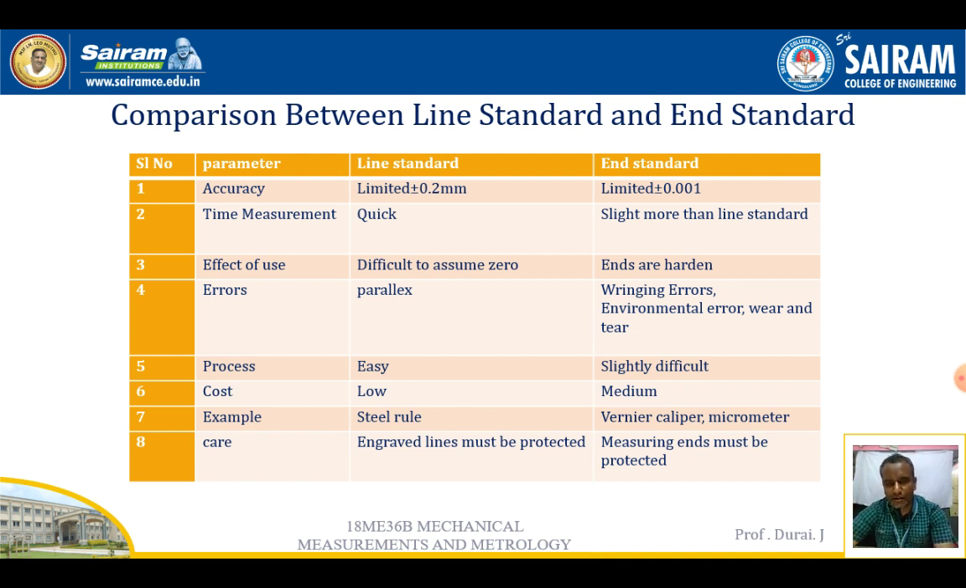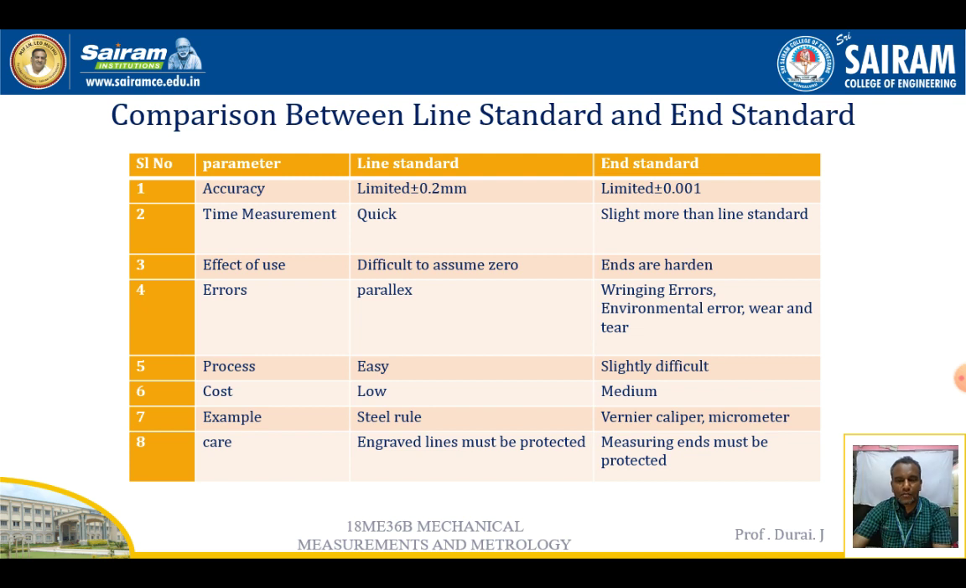And line standard cost is low, and end standard cost is medium. An example for line standard is the steel rule, which people already know, and also some microscopic readings you can take, usually for specific applications. But usually for line standard you can use the steel rule, and end standards are the vernier caliper, micrometer, and slip gauges. Those are all examples of end standards.